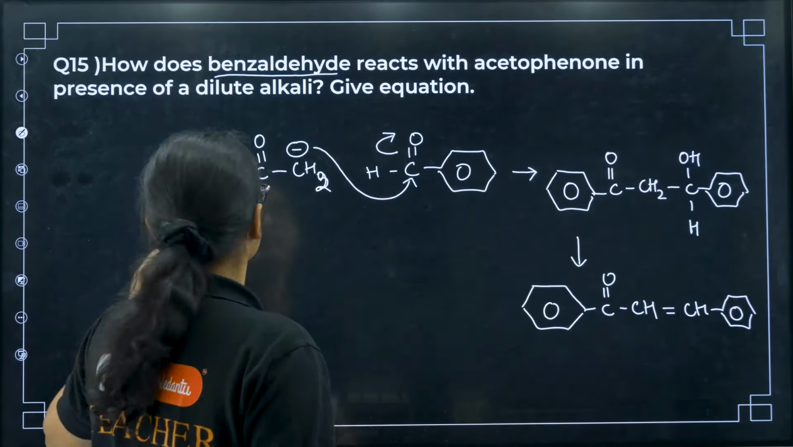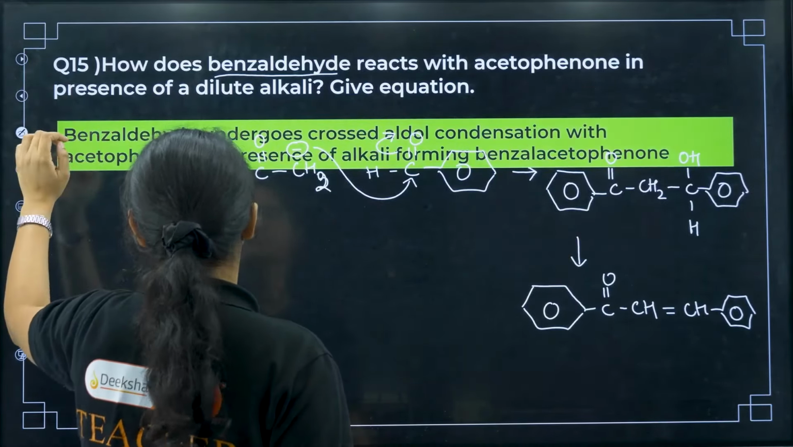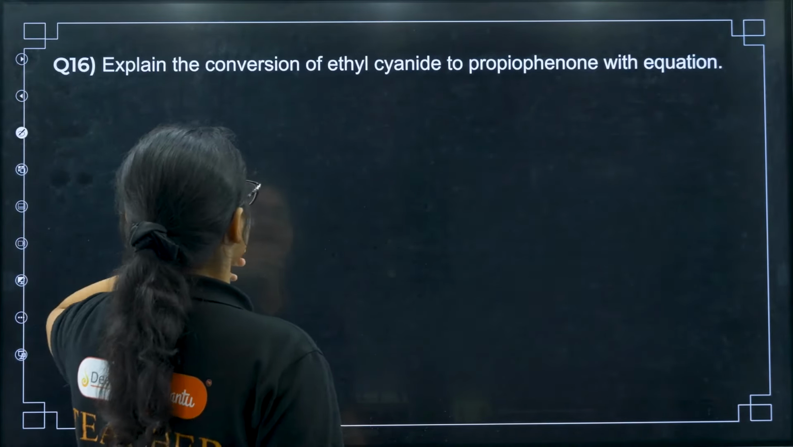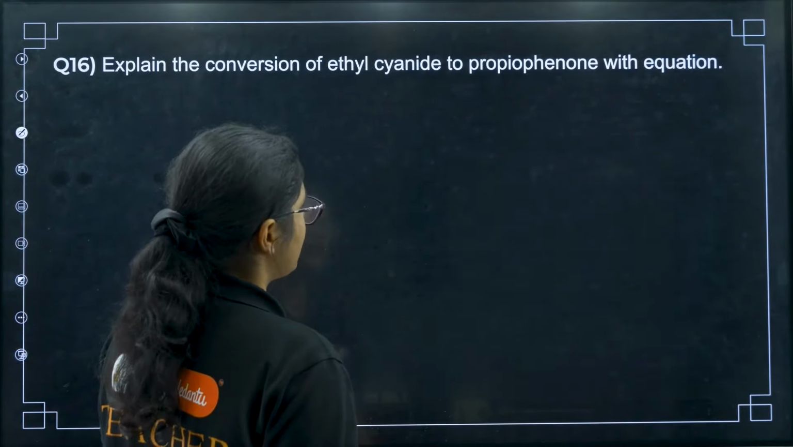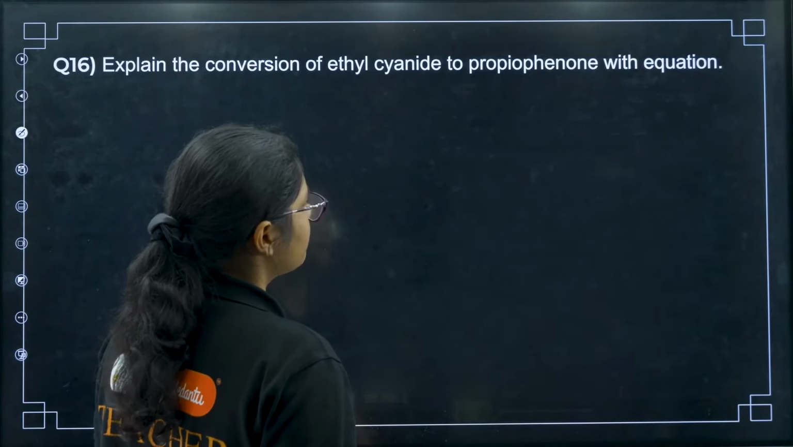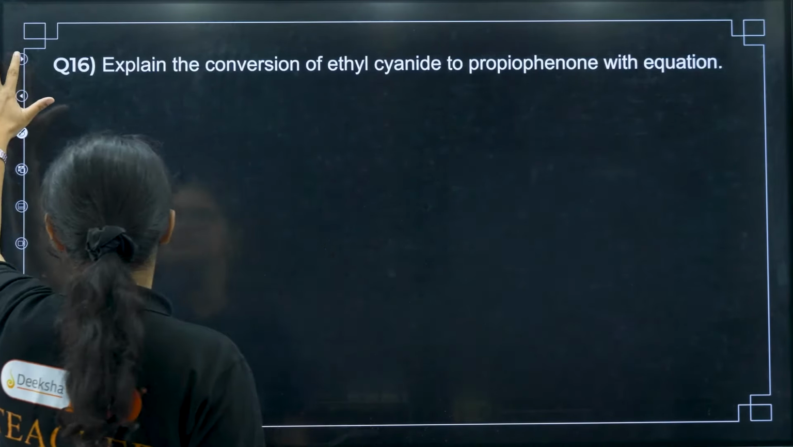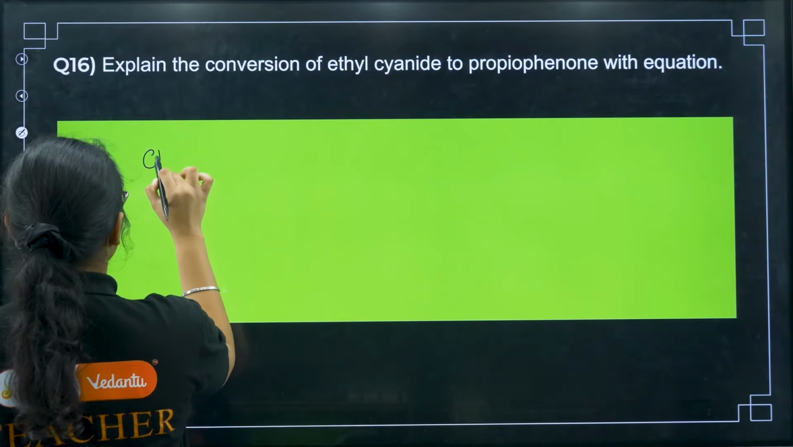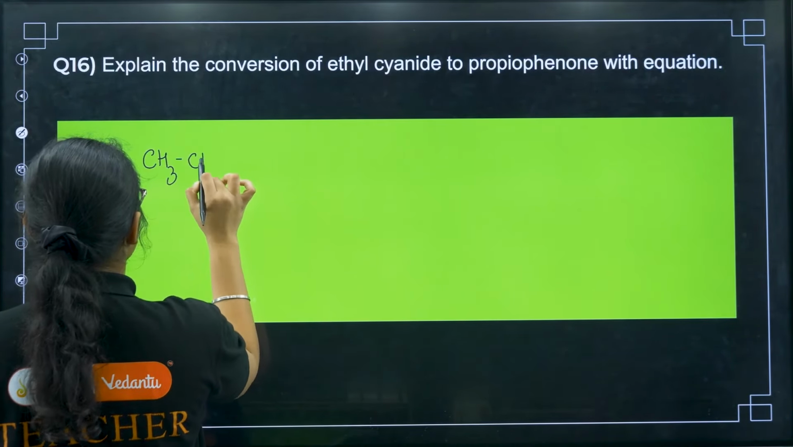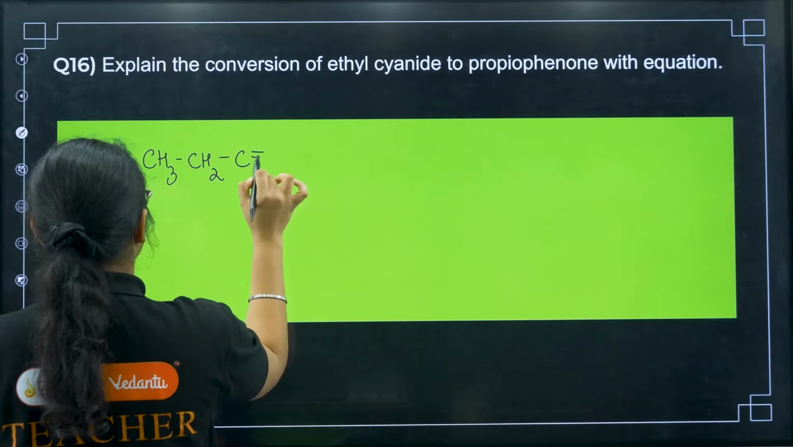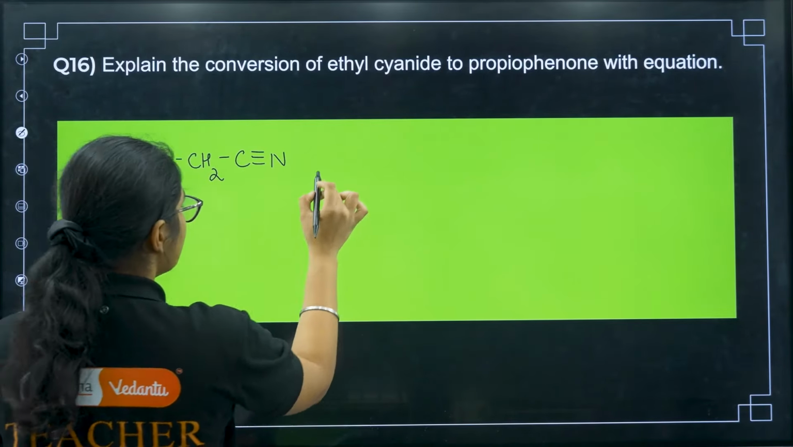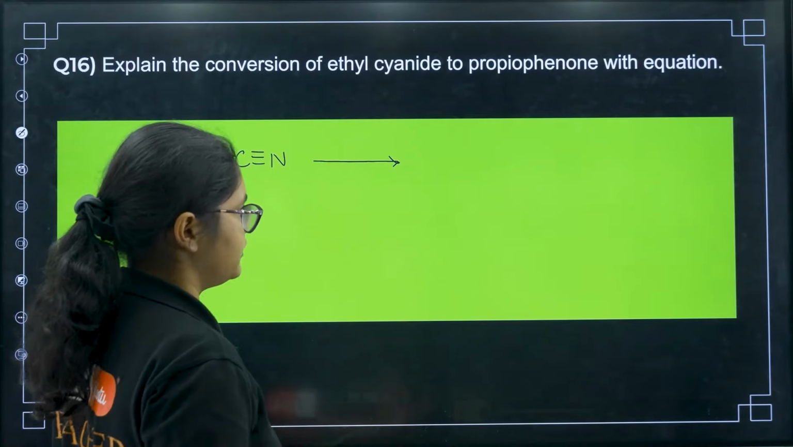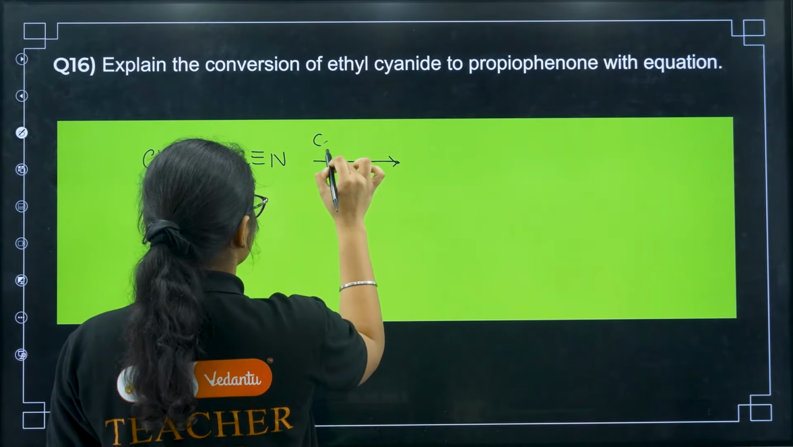Okay. Next one, explain the conversion of ethyl cyanide to propiophenone with equation. Okay, so if you see here ethyl cyanide, that is CH3 CH2 C triple bond N, ethyl cyanide. If I treat this one, you have to convert it to propiophenone.